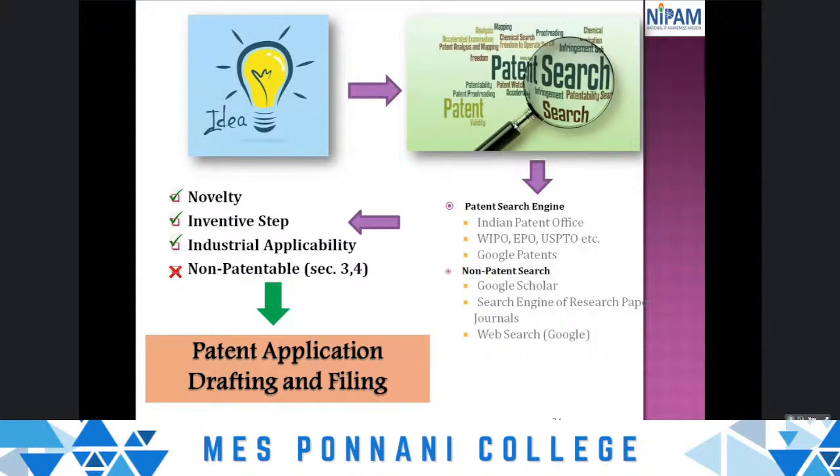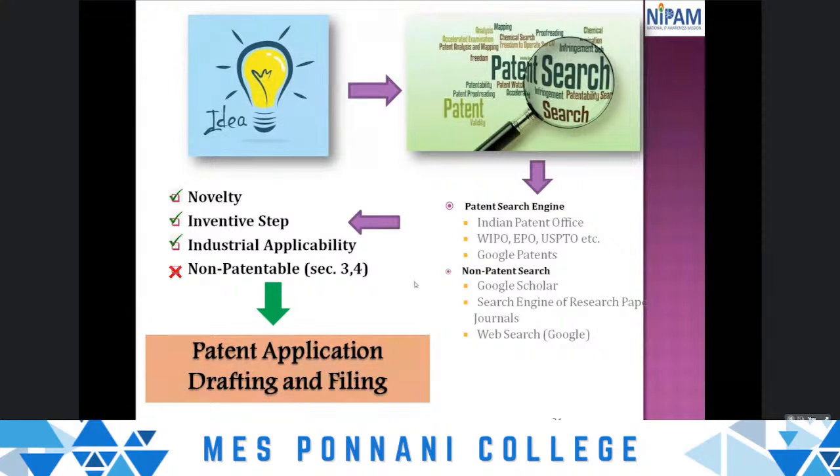So there are several patent search engines. Our patent office itself has a patent search engine called IIC. You can easily get it on the net. Even WIPO and other patent offices have their own patent databases. Then Google Patents is the most reliable and free to use search engine that you can make use of. You can also perform a search in non-patent literature. You can search in the search engines of different research paper journals, IEEE, Elsevier, all these things.